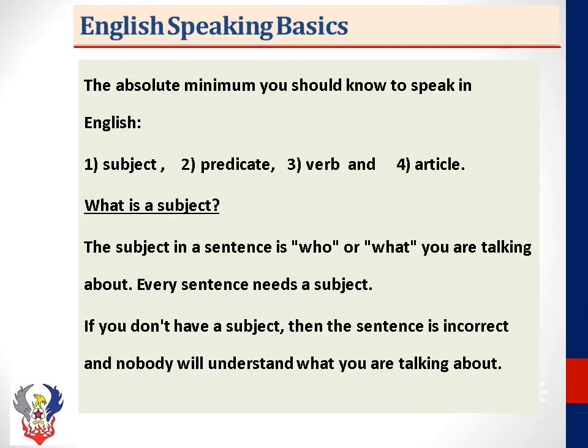English Speaking Basics: the absolute minimum you should know to speak in English. 1. Subject, 2. Predicate, 3. Verb and 4. Article. What is a subject? The subject, in a sentence, is who or what you are talking about. Every sentence needs a subject. If you don't have a subject, then the sentence is incorrect, and nobody will understand what you are talking about.